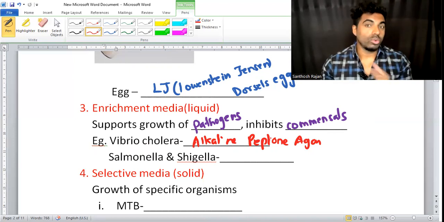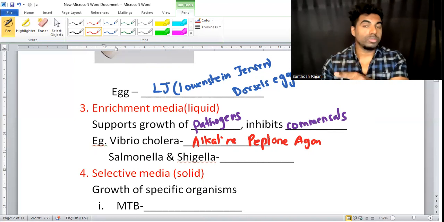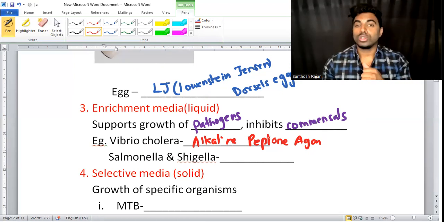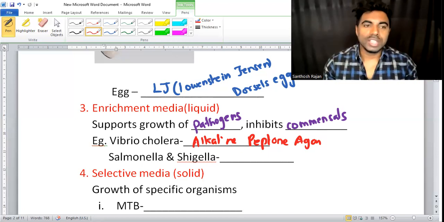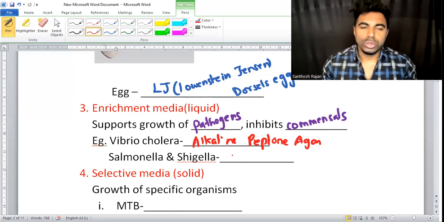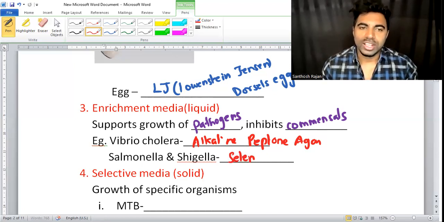Please remember alkaline peptone; don't confuse it with the transport media. For transport of Vibrio cholerae, we have different media. They are Cary-Blair medium, Venkatraman-Ramakrishnan medium, and also autoclaved sea water. That's different; we're going to talk about it soon. Now, Salmonella and Shigella. For Salmonella and Shigella, you know, Salman uncle and Sheila auntie, both of them need selenite for enrichment. Okay?